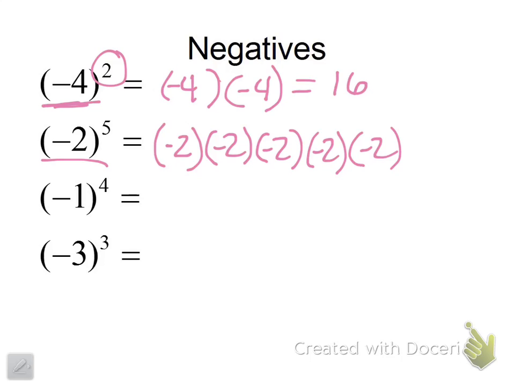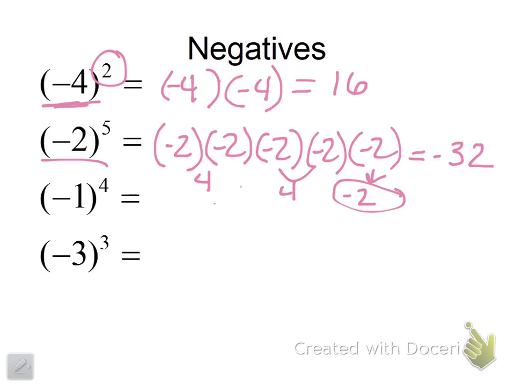So negative 2 times negative 2 is 4. Negative 2 times negative 2 is 4. And then we still have this last one down here. So 4 times 4 is 16, and then we still have this times negative 2 down here. So negative 16 times negative 2 is negative 32.